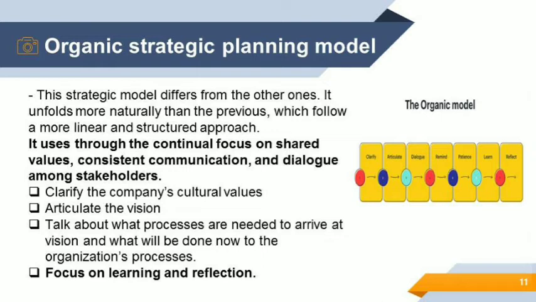These are the steps. Clarify the company's cultural values. Of course, we need to clarify those values in order for us to succeed in our project. Articulate the vision. Of course, a company needs to have a vision in order for it to achieve its goal. Talk about what processes are needed to arrive at the vision and what will be done now to the organization's processes. So they need to talk about the processes in order for them to arrive at a specific outcome of the project.